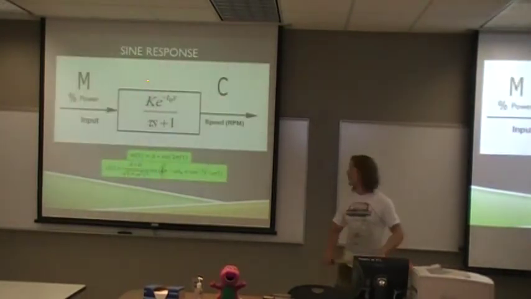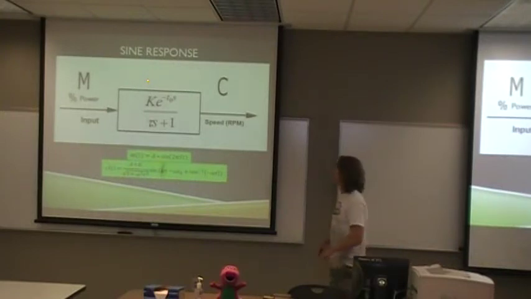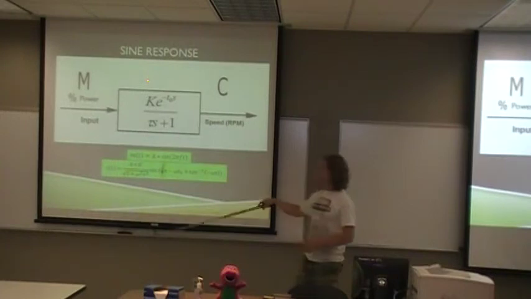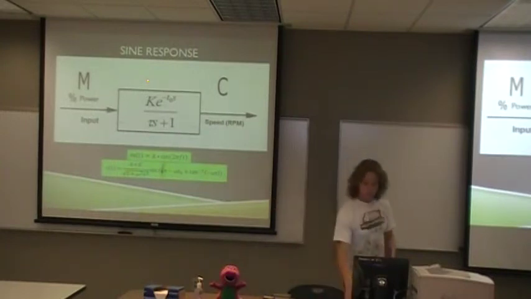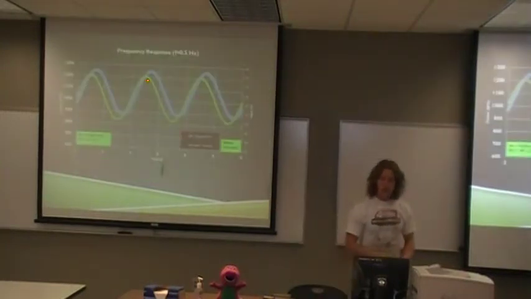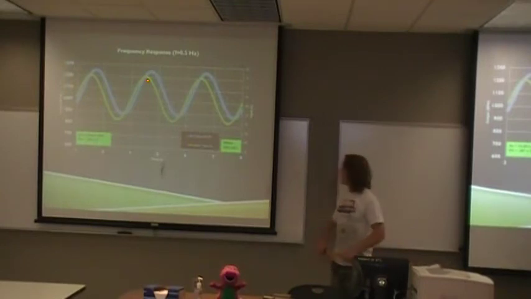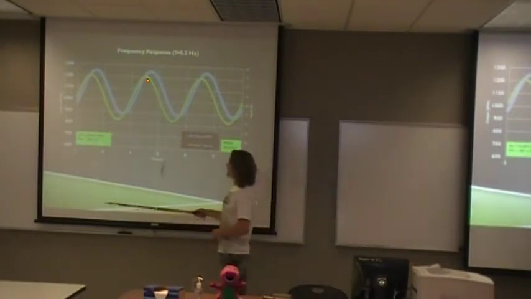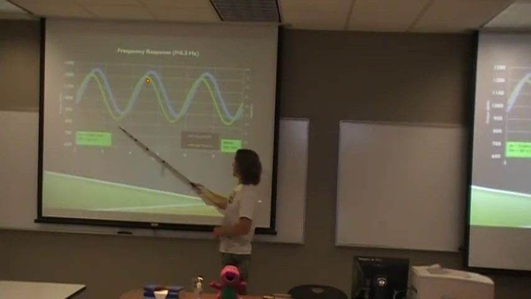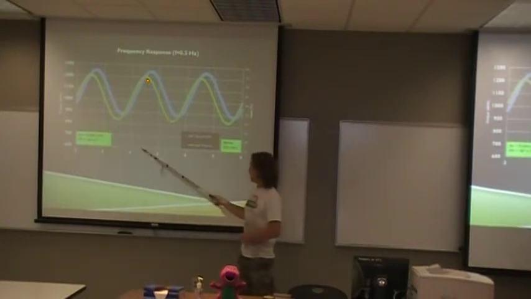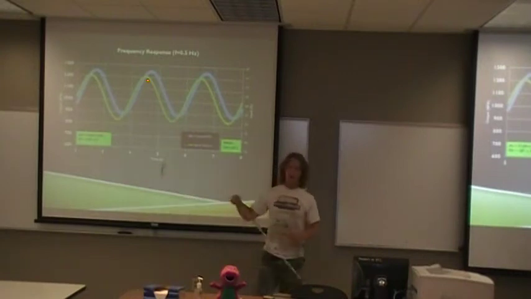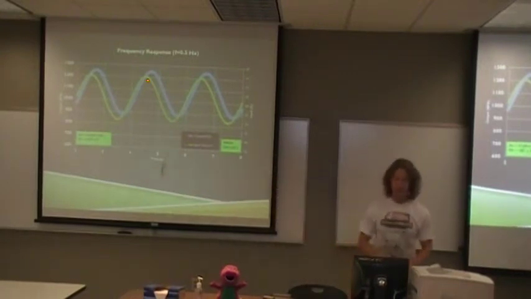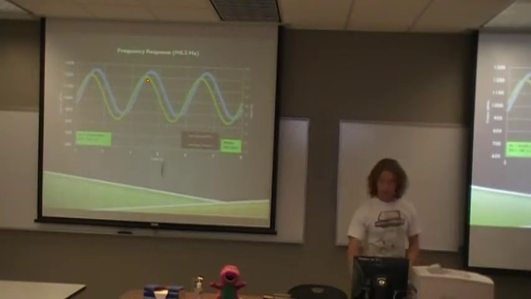Here's the block diagram for our sine response. This is the transfer function right here, and our input and output are both sine-based. Here's an example at half a hertz. The amplitude ratio is found by taking the amplitude of the output and dividing it by the input. And our phase angle tells us how much the output lags the input. For this particular experiment, it was about 38 degrees.